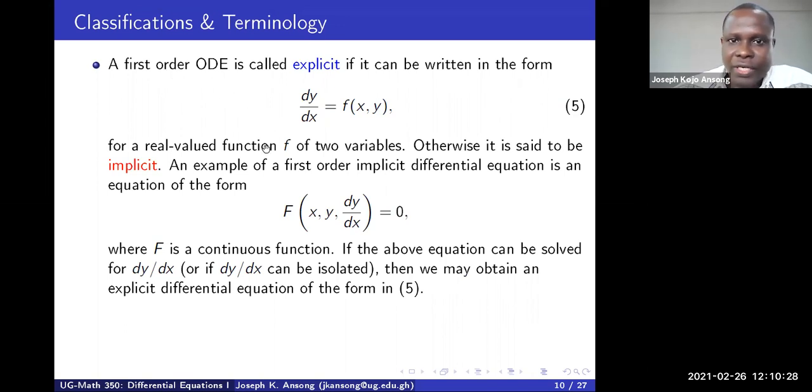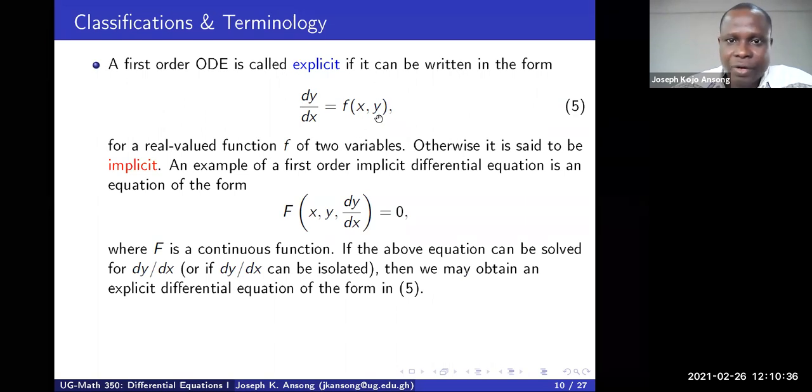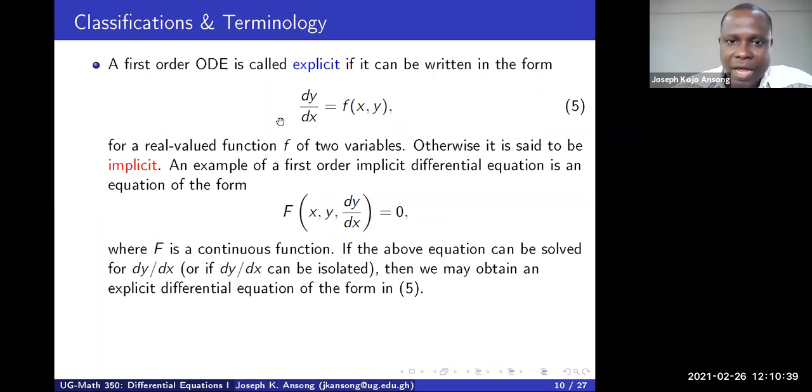A first order ODE is called explicit, all right? It's explicit if it can be written in this form, dy dx is equal to some function of x and y, all right? In this case, I'm able to separate out the rate of change, or the change of the dependent variable with respect to the independent variable, okay? If it cannot be written in this form, then it is an implicit ODE. Okay, so here's an example of a first order implicit. All right, you have a continuous function, and that function is a function of x, y, and dy dx. This is just an example.